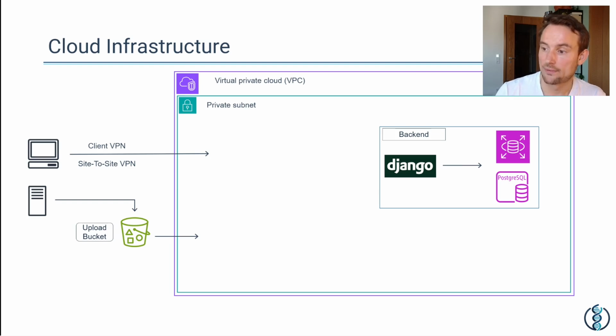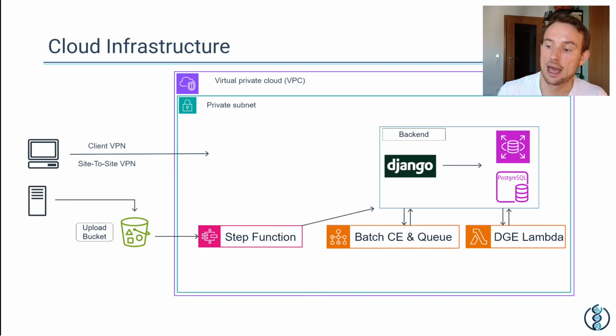Then we have the Django application that is communicating to the PostgreSQL database. And we have a number of AWS services, which we also deploy in the private subnet in order to trigger our bioinformatics steps, as we've seen before. First, we have the step function that is triggered once new data arrive in our upload bucket from our sequencer. We trigger the step function and then register and QC our FASTQ files and store the results in our database.